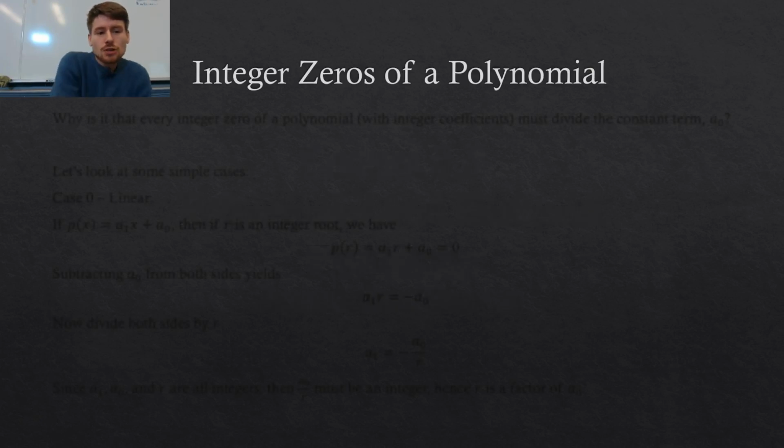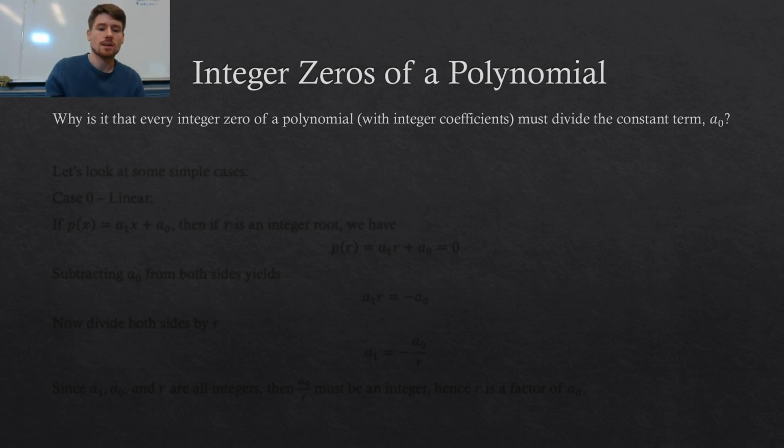Okay. So last lesson, at the end, I made this grand statement that if you've got a polynomial with integer coefficients, whole numbers, positive or negative whole numbers, then any zero that's a whole number or an integer is going to divide the constant term. So why is that true? Why is it true that all the integer zeros are going to divide the constant term? And we're going to look at a proof of this today.